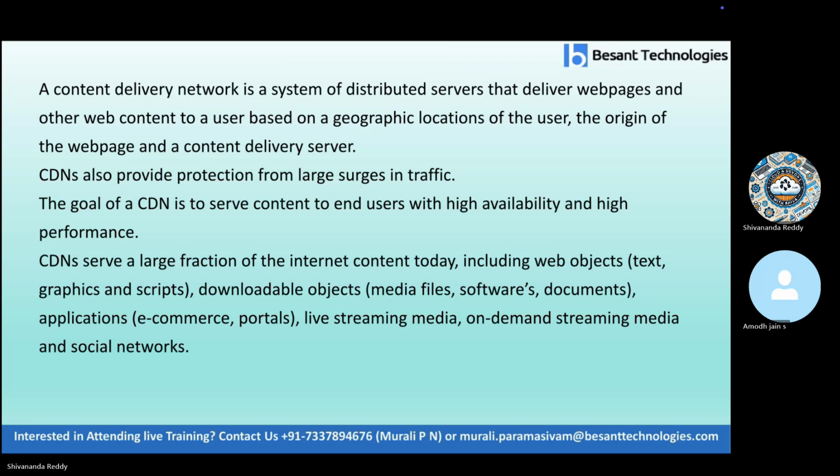A content delivery network is a system of distributed servers that deliver web pages and other web content to a user based on the geographic location of the user, the origin of the web page, and the content delivery server. Let me give you a simple example. Like Uber. Uber is an application, correct? For transportation, you book and travel easily worldwide. Uber is available in locations worldwide, even US, UK, Australia, Sydney, and also in India. Every city has it.